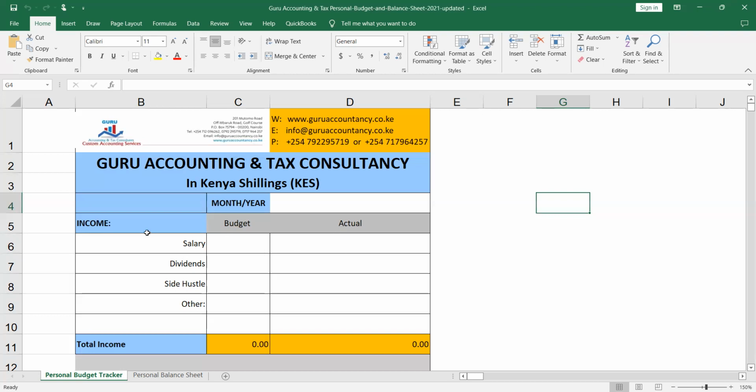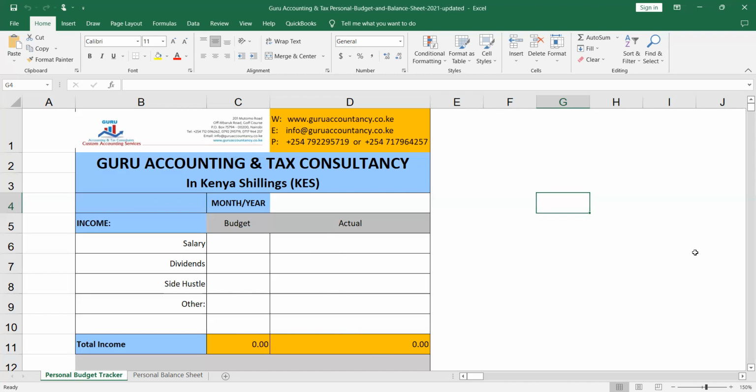So then you can come up with your income in terms of salary. Any other earnings apart from salary, if you have a business, you can put it under business. It's either dividends, if you have other side hustle or any other source of income, you'll be able to put it under this category. Then you'll be able to add the totals. So we could have your budget of what you expect and the actual earning that you've received at the end of the year, so you're able to compare whether you have a positive variance or a negative variance.